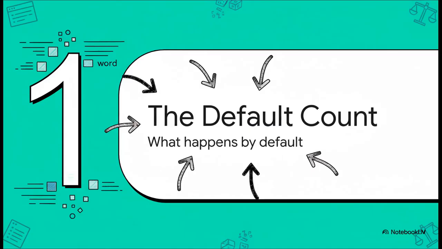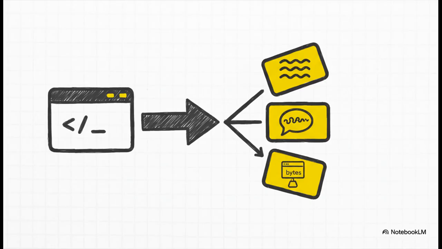All right, first things first, let's look at what WC does with zero bells and whistles. Just right out of the box. This is our baseline, the foundation for all the cool stuff we're going to do later. Okay, so you just type WC and then your file name, like file.txt, and boom, you get this output.